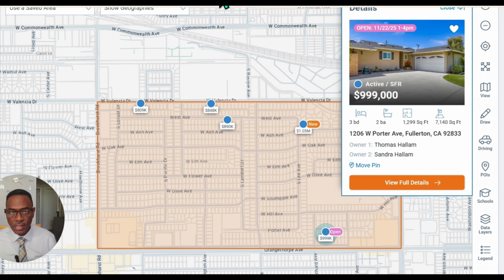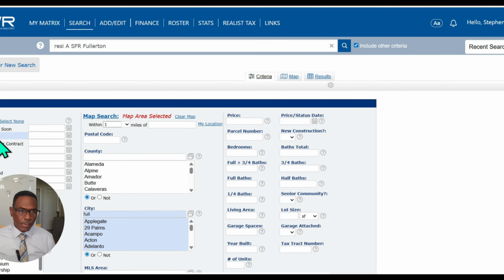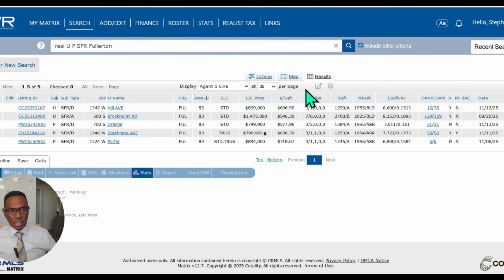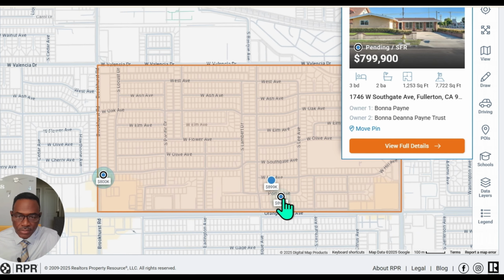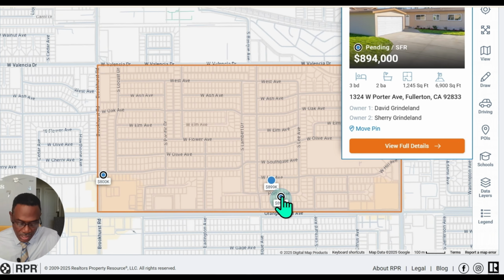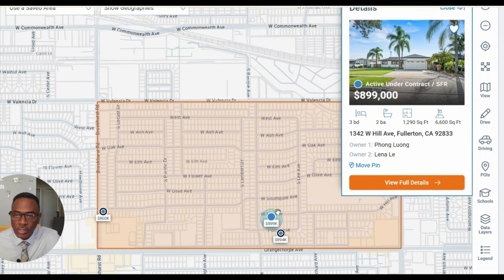Okay. Next, we want to look at properties that are under contract or pending. Now, the reason we want to do this is this is kind of the pulse of the market. This tells you what's happening right now. Sometimes we can use these comps, but sometimes they fall out. But this is going to give you the pulse of what's happening right now. These pending sales show us where the buyers are writing offers today. So we can see right around how much these offers are going for.